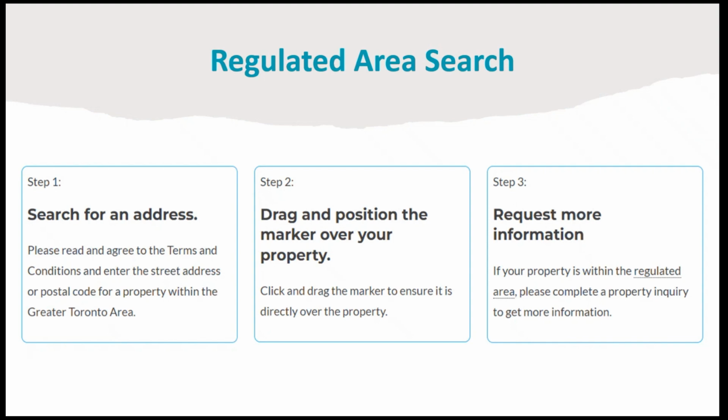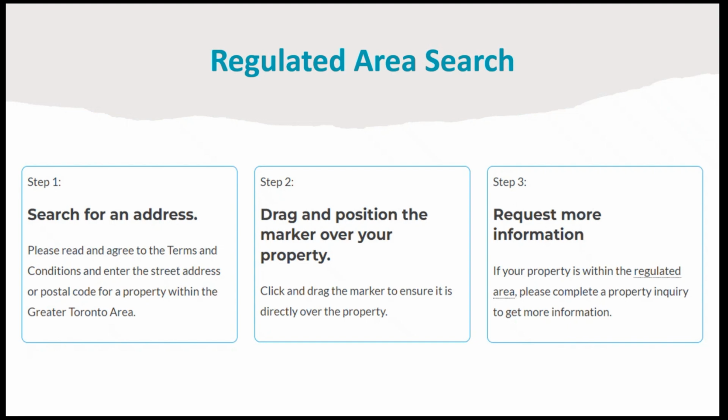Step 2, you can drag and position the marker over your property and click and drag the marker to ensure it's directly, exactly over top of the property where your building footprint will be. Step 3, you can request further information. If your property happens to lie within the regulated area, you can complete a property inquiry to get more information.